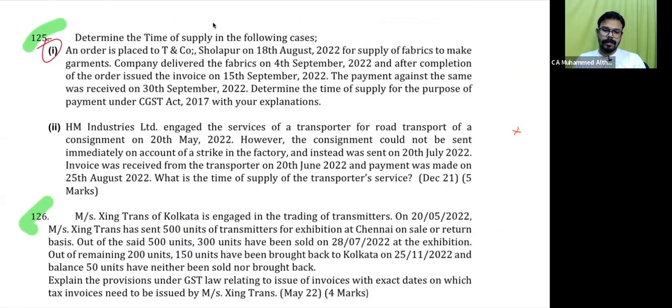The first one is not that tough, but okay, I'll show you. Determine the time of supply in the following cases. An order is placed to TN Company, Sholapur on 18th August 2022 for supply of fabrics to make garments. The company delivered the fabrics on 4th September 2022. After completion of the order, it issued the invoice on 15th September. The payment was received on 30th September. Determine the time of supply.